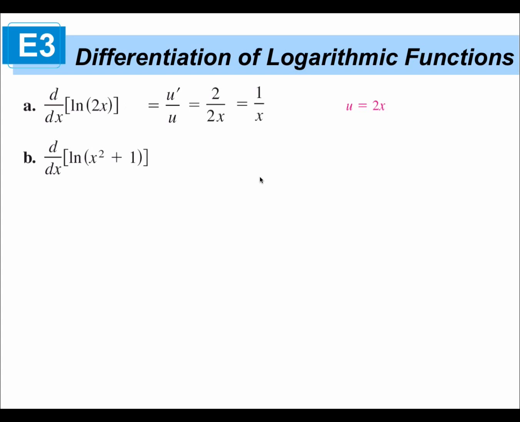Jackie, what do you got? 2x over x squared plus 1. Perfect. Okay, which can't be simplified, so we stop there. There it is.